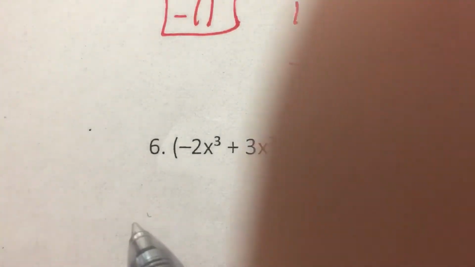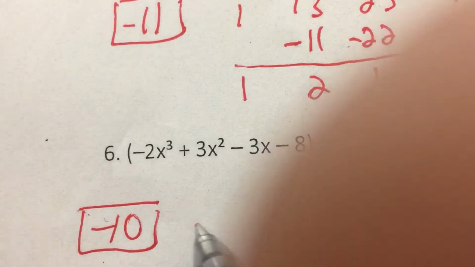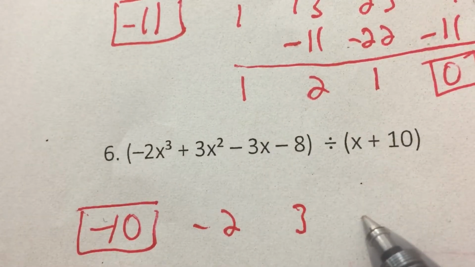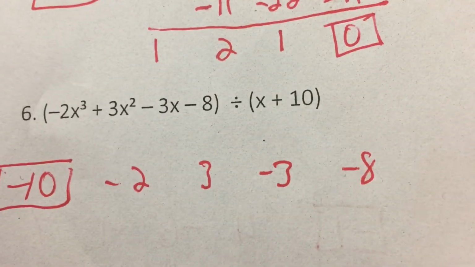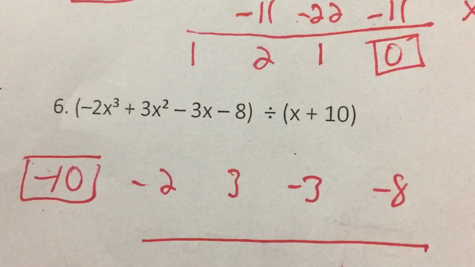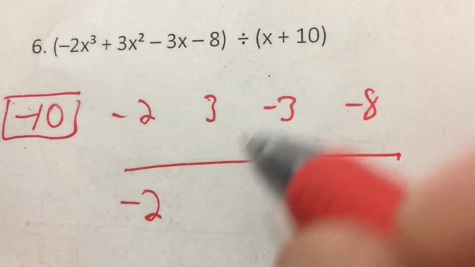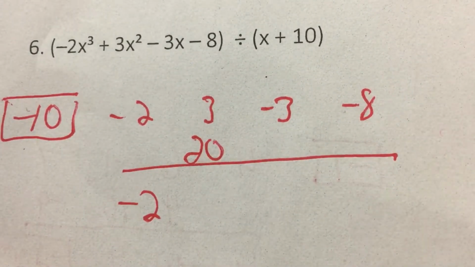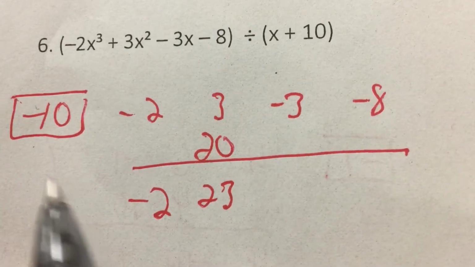All right, finally, last one. Box number is negative 10. Coefficients are negative 2, positive 3, negative 3, and negative 8. Give myself some space. Drop the negative 2. Negative 10 times negative 2 is a positive 20. 20 and 3 make 23.